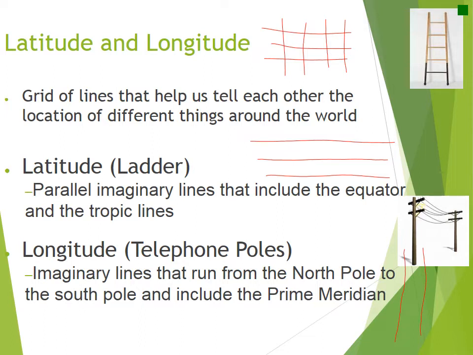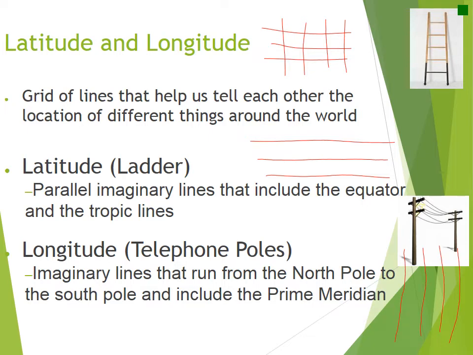So they're up and down, up and down, up and down. Okay, and they're lines that run all the way from the North Pole to the South Pole. They touch both poles, and they go from the top of the Earth to the bottom of the Earth. So they run up and down instead of side to side. This is basically what it is.